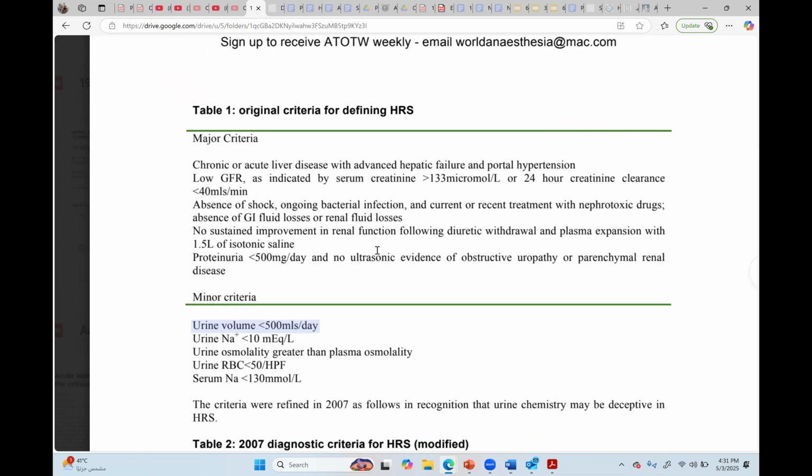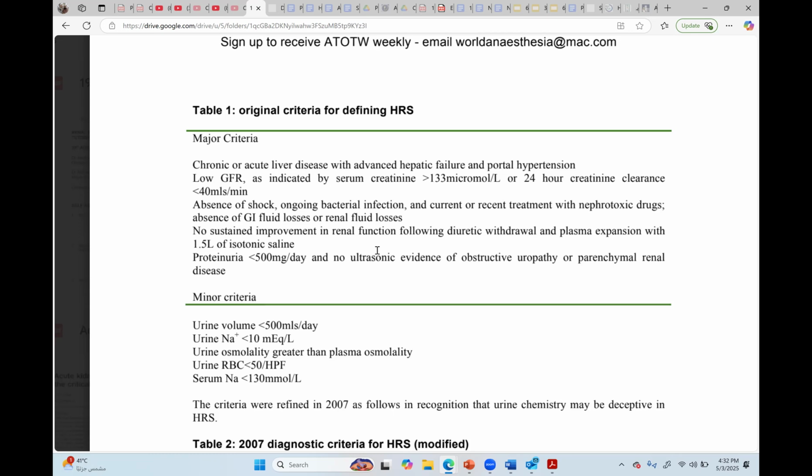They can ask a few words about it: chronic or acute liver disease with advanced hepatic failure and portal hypertension. This will be one thing. Low GFR as indicated by serum creatinine 133. This is actually 88, 88 is 1 milligram. So this is around 1.5. So 1.5 milligram per dL is equivalent to 133 micromole per liter, or 24-hour creatinine clearance less than 40 mL. Absence of shock. There should not be any other reason of precipitation.